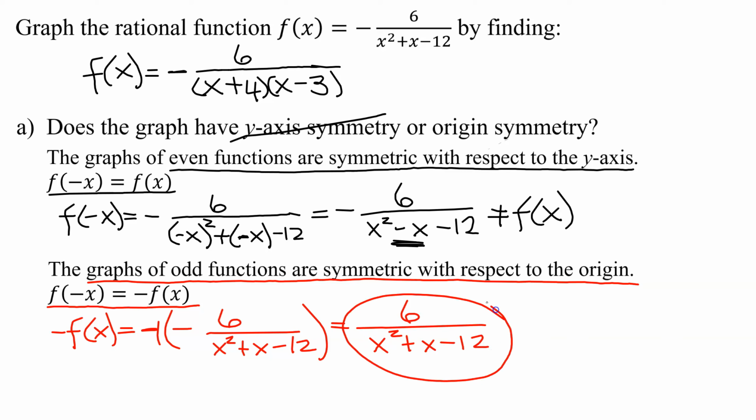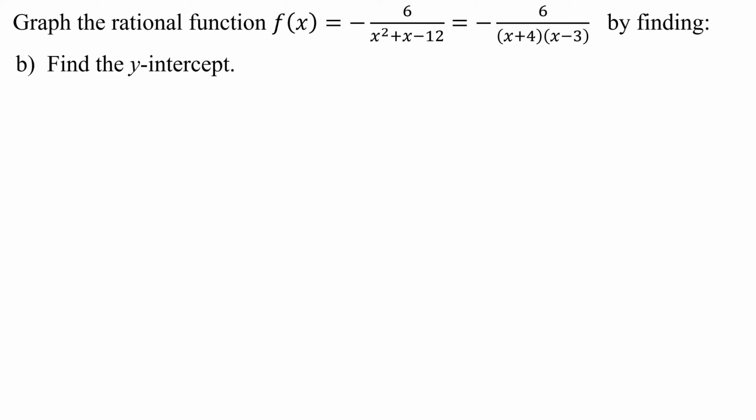Now, is this the same as what we found up here for f of -x? No, they are not equal. So -f of x does not equal f of -x. So my function doesn't have symmetry about the origin. So this function doesn't have any symmetry that will help in the graphing. Going on to the next slide, I now need to find the y-intercept.